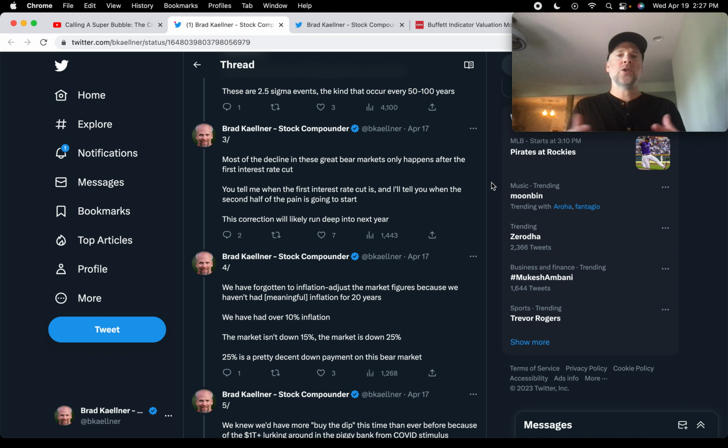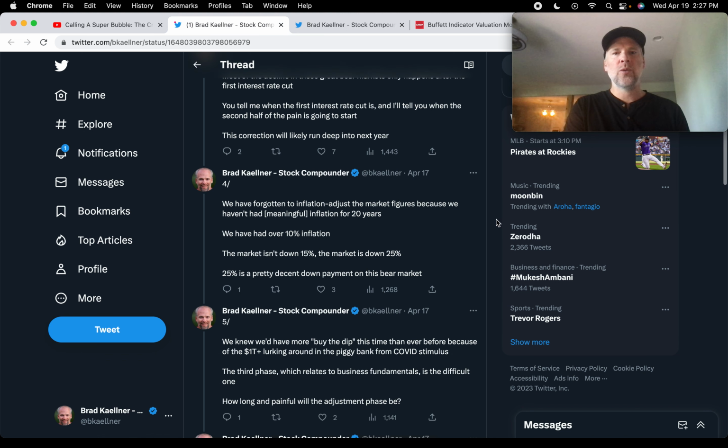The next point, most of the decline in these great bear markets only happens after the first interest rate cut. Of course, we haven't seen the first interest rate cut yet. We've just been seeing interest rates rising to try to beat down inflation. You tell me when the first interest rate cut is, and I'll tell you when the second half of the pain is going to start. This correction will likely run deep into next year. This happened just a few weeks ago. So Grantham is pointing out he thinks this thing could run deep into 2024.